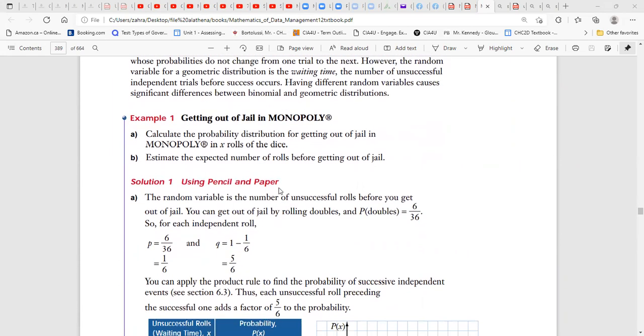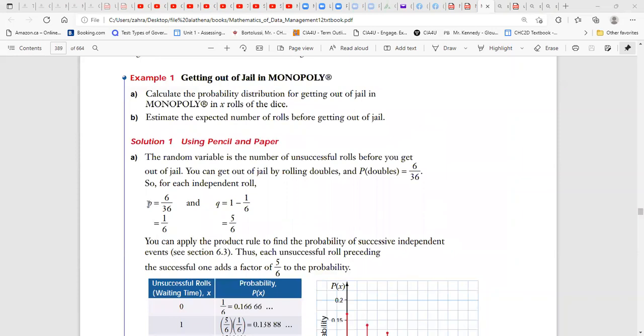So before we did an example that if the person rolls doubles, they can get out of jail in that game. So you know that if you have two dice, what is the probability of you having a double? Let's say 1,1, 2,2, 3,3, 4,4, 5,5, 6,6, right? 6 events out of 36 events. 6 over 36 is the probability of getting out of jail. P of success is 1 over 6. And what is a failure? 1 minus 1 over 6, which is 5 over 6.